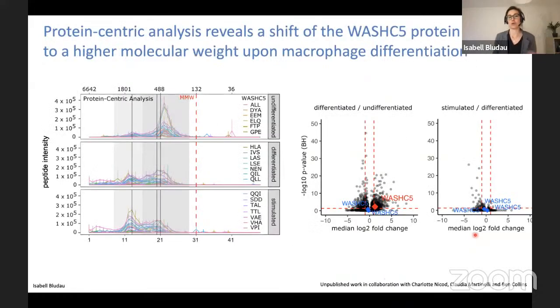And here I just want to show one example of a protein-centric analysis that revealed the WASHC5 protein that moves from a lower molecular weight peak to a higher molecular weight assembly state. And we can see here that a lot of proteins do such a transformation between different individual peaks. And this is a specifically interesting protein because this protein we wouldn't have picked up by a standard proteomics workflow because it doesn't change its overall abundance. So the abundance stays actually the same across the 3 conditions, but we see this shift from a lower to a higher molecular weight range.